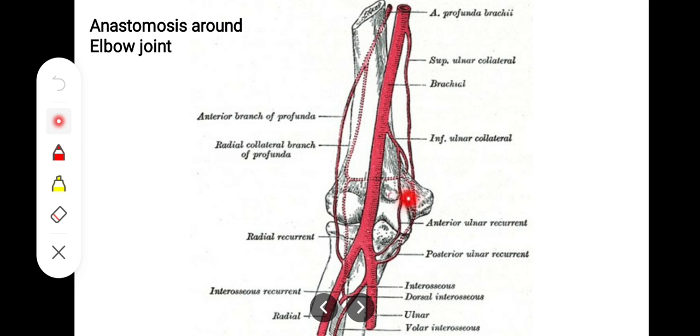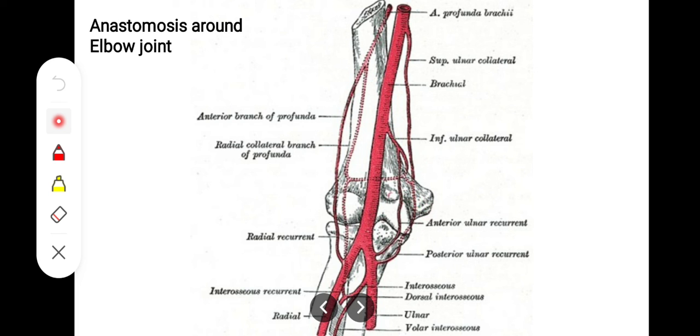And then let's take a look at the anastomosis in front of the medial epicondyle. So there are 2 branches called the inferior ulnar collateral and the superior ulnar collateral, which we have already seen. In front of the medial epicondyle, we can remember the inferior ulnar collateral, right? So the inferior ulnar collateral branch of the brachial artery will be anastomosing with the anterior ulnar recurrent branch of the ulnar artery. Since it is on the anterior aspect of the medial epicondyle, it will be the anterior ulnar recurrent. So the inferior ulnar collateral branch will be anastomosing with the anterior ulnar recurrent branch of the ulnar artery, right?